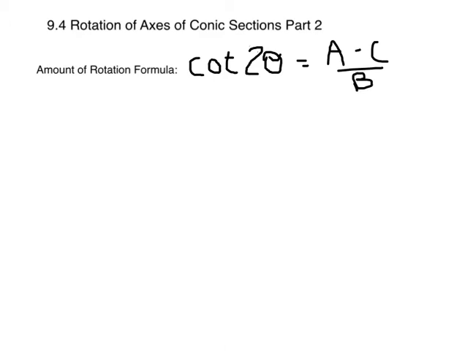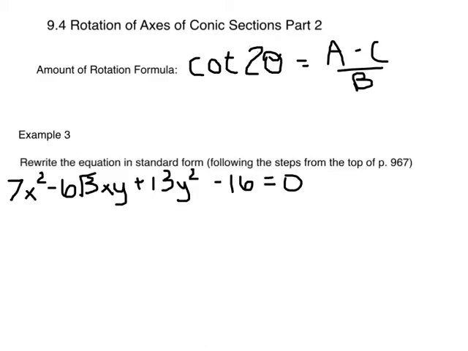This will be the rest of 9.4, and I want to begin by having you note the amount of rotation formula that can be found on page 966. If you would like to see how they derived this formula, read page 966. It's pretty amazing to behold. Anyway, the formula is that the cotangent of 2 theta equals A minus C over B from our non-degenerative form that we discussed earlier in this lesson.